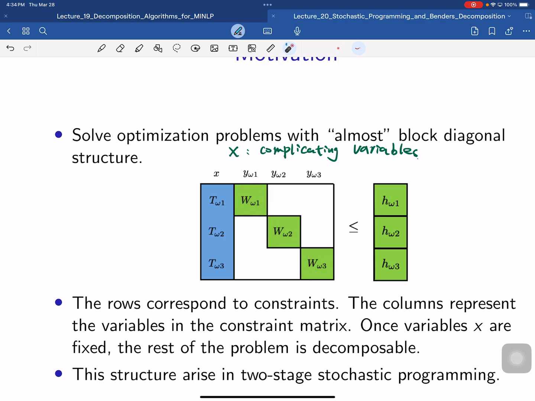One thing is that you can get rid of it. The other thing is that if you fix x to a particular given value, right? So let's say if you fix all the x variables to some constant values, then the rest of the problem can also be very easily solved, right? They can be decomposed by those small blocks.